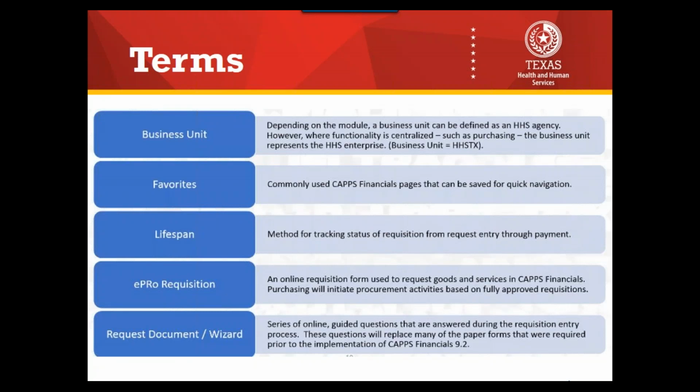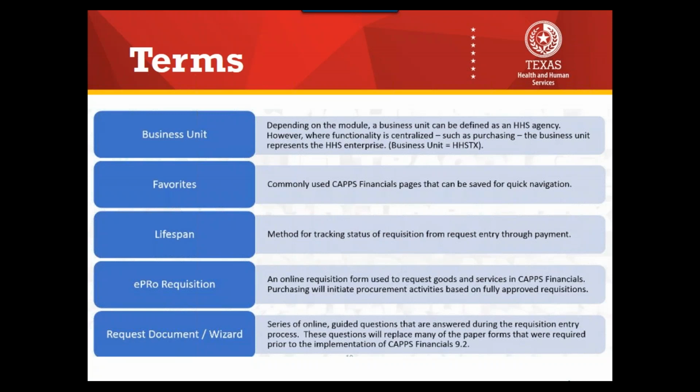Some common terms I want to discuss today is business unit. The business unit that will be used for CAPS Financial is HHS-TX. So regardless of what agency you're coming from, if you're using the CAPS Financial system, the business unit will be that standard HHS-TX. Favorites. This is a commonly used CAPS Financials page that gives you the ability to save your navigations. It's very similar to bookmarking web pages. Lifespan. This is the method for tracking your requisition. So once it's entered, when you need to monitor it, you do that through the lifespan.